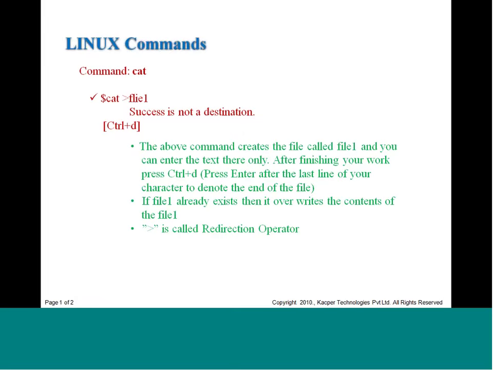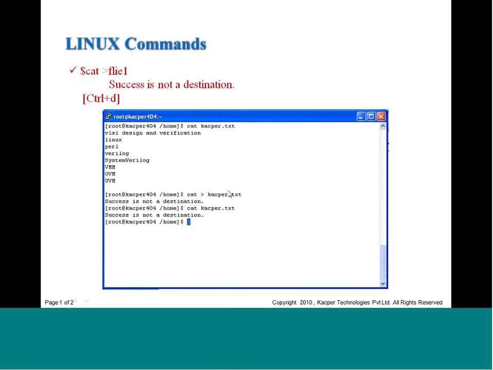The next slide gives you an example of where it is getting overwritten. Here we first displayed cat cat.txt, which displays the content, this we already saw. But now when we do cat greater than cat.txt and then start typing, the success is not a destination, and then we do a Control D. Now when we issue the same cat command, the previous command, we see that the file has changed. Again, try this out, try various combinations of this, and I think you will understand it better that way.